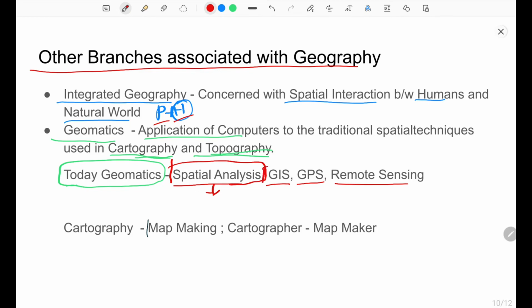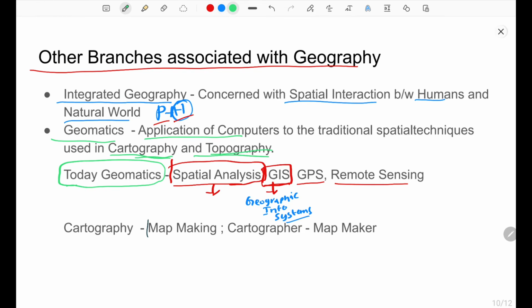Coming to GIS, it's a very important thing here. GIS stands for Geographic Information Systems, which is employed in satellites to bring the various data of our planet and also from other planets as well.